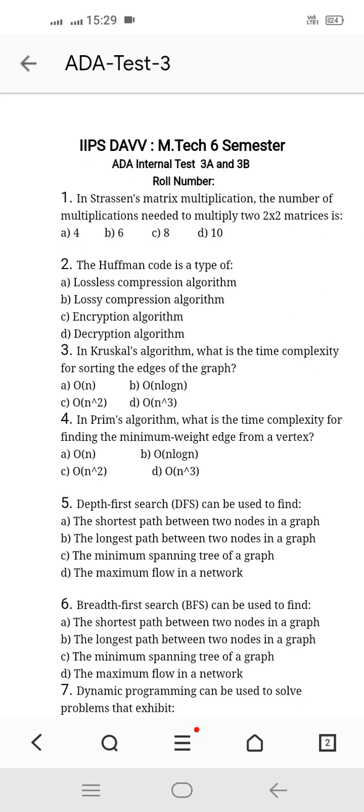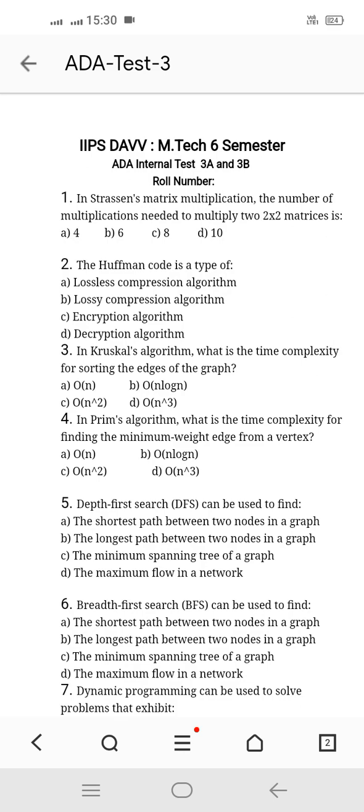First, in Strassen's matrix multiplication, the number of matrix multiplications needed to multiply 2 into 2 matrix is option B, 6. Second, the Huffman code is a type of option A, lossless compression algorithm. Third, in Kruskal's algorithm, what is the time complexity for sorting the edges of the graph? Option B, order of n log n.